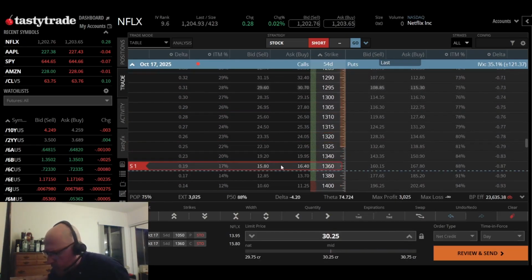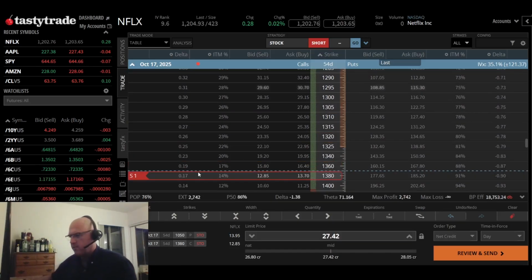So roughly, let's go right here. That's the 17 delta. So the platform calculates the delta of this position. We're only short in this example here -1 share. So we're short basically a single share of the stock. You could see our credit received is significantly less. So we're receiving like $100 less credit.